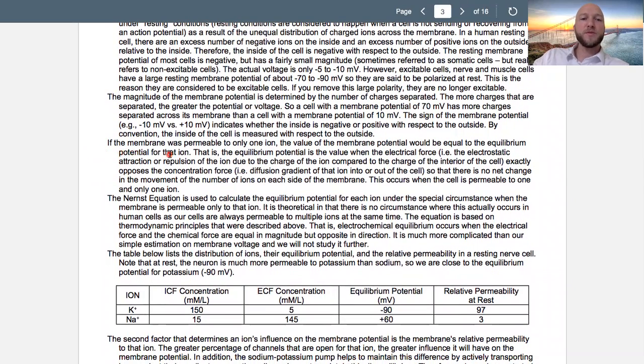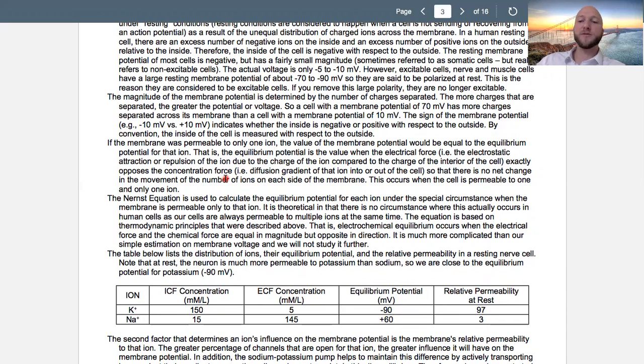If the membrane was permeable to only one ion, the value of the membrane potential would be equal to the equilibrium potential for that ion. It's like, what's the contribution of that ion to the overall membrane potential? That is, the equilibrium potential is the value when the electrostatic force exactly opposes the concentration force.